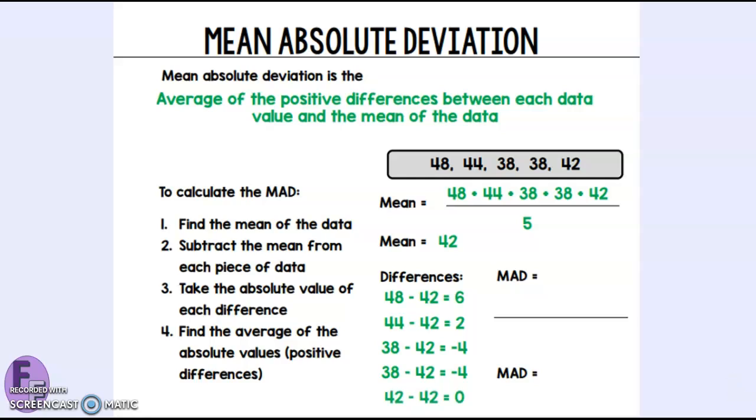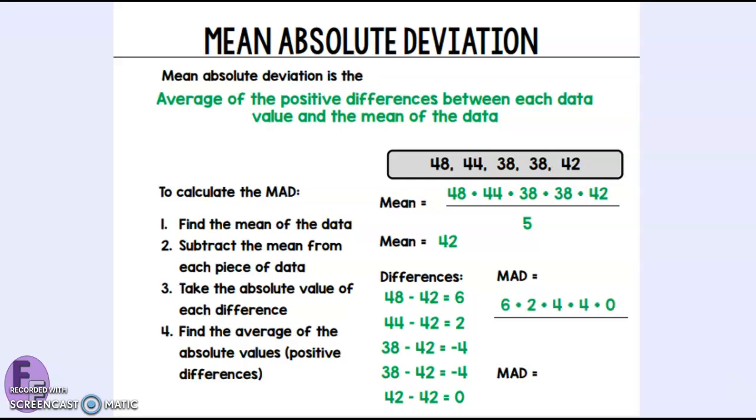Find the absolute value of these numbers. The absolute value is how far a number is from 0 and is always referred to as a positive number. The absolute value of 6 is 6. The absolute value of 2 is 2. The absolute value of negative 4 is a positive 4. And the absolute value of 0 is 0.